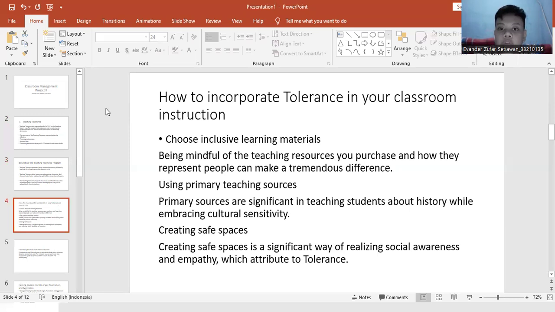How to incorporate tolerance in your classroom instruction. Choose inclusive learning material. Being mindful of the teaching resources you purchase and how they represent people can make a tremendous difference. Using primary teaching sources. Primary sources are significant in teaching students about history while embracing cultural sensitivity. Creating safe spaces. Creating safe spaces is a significant way of realizing social awareness and empathy, which contribute to tolerance.